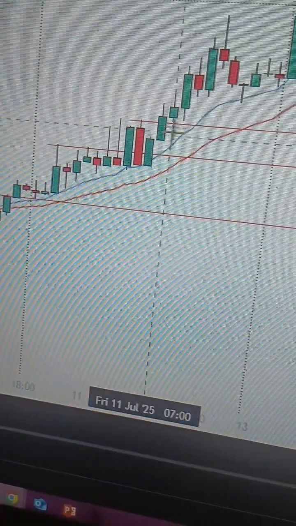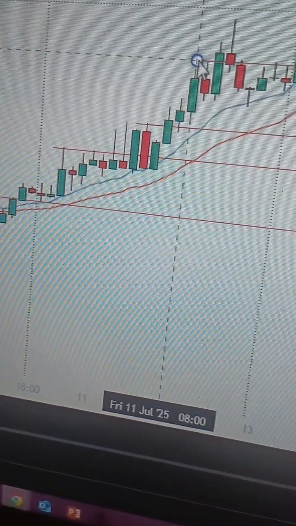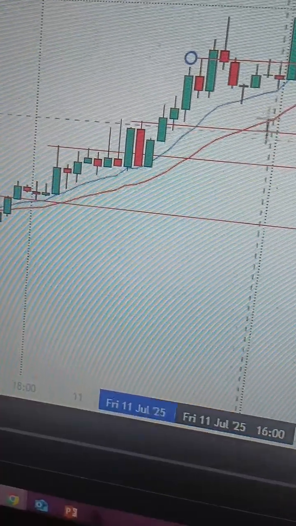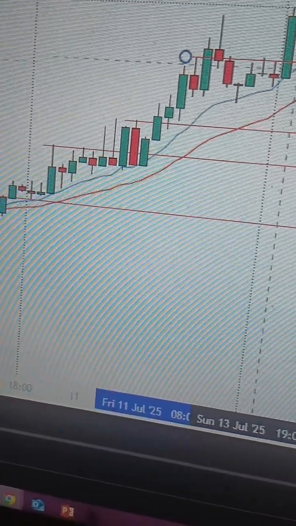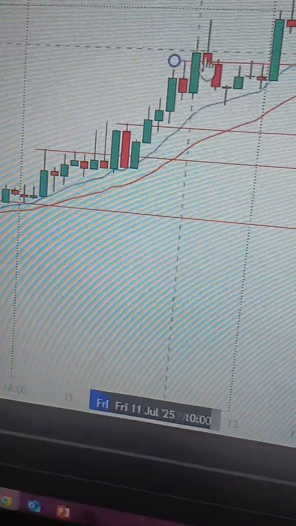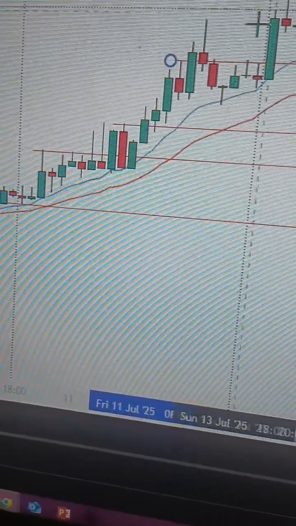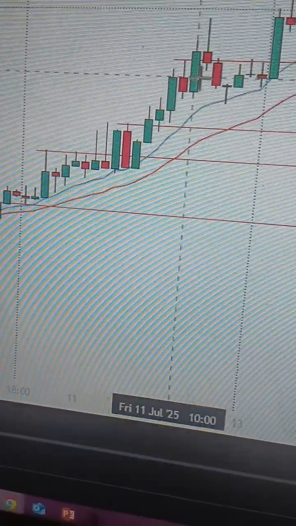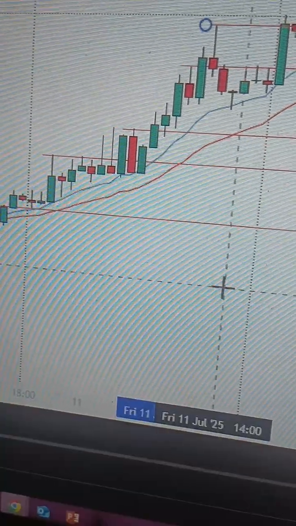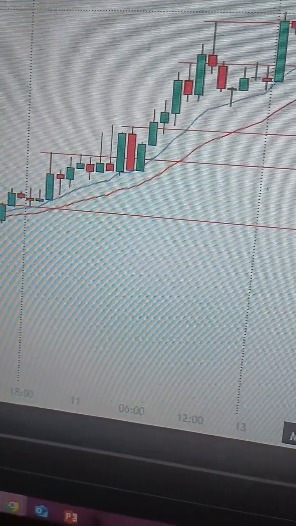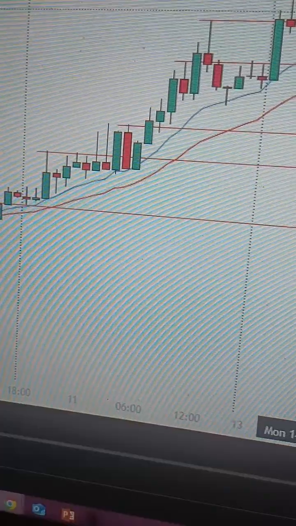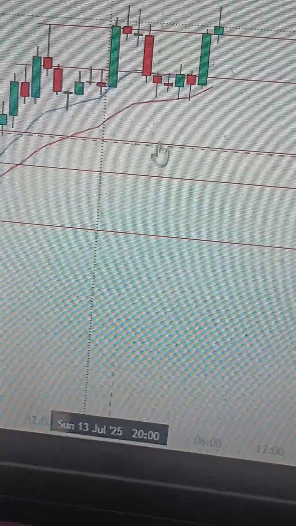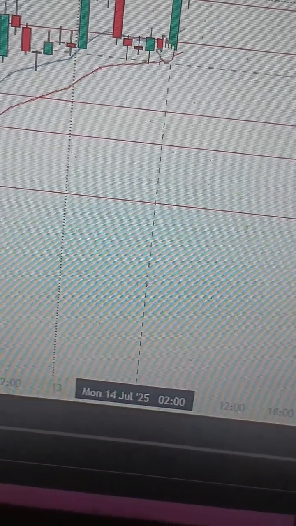We have another support here, which was formed here. We had a break, did not retest. Now we are retesting this zone at this point. Okay, we had another one here. That's another support which has been broken above. So this one I will not consider as a nice retest, because we had a break. We failed. We got inside again, but we are still bullish.